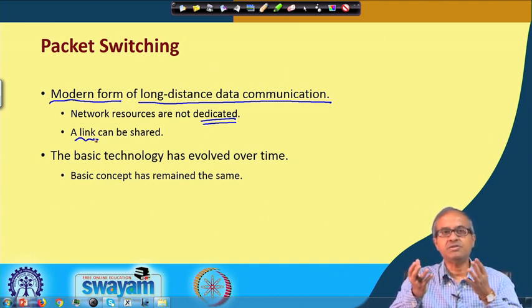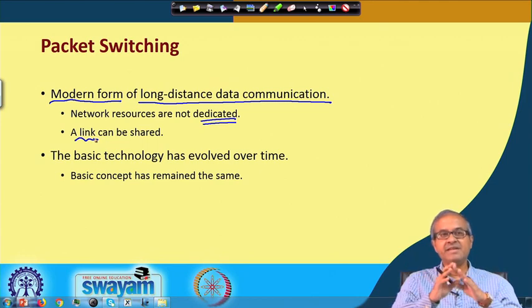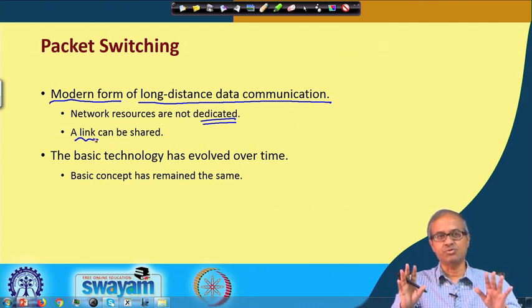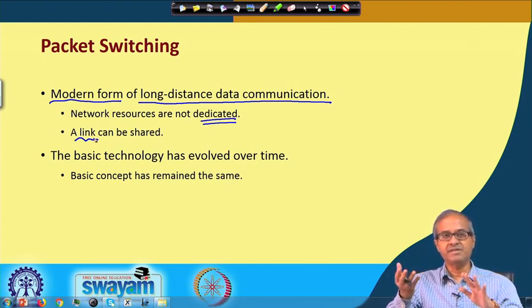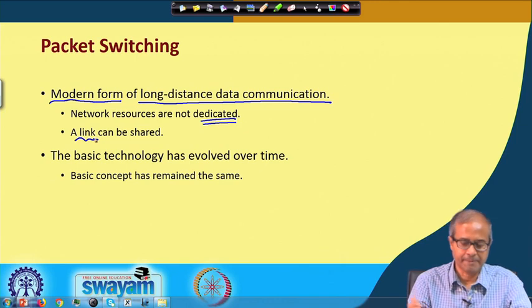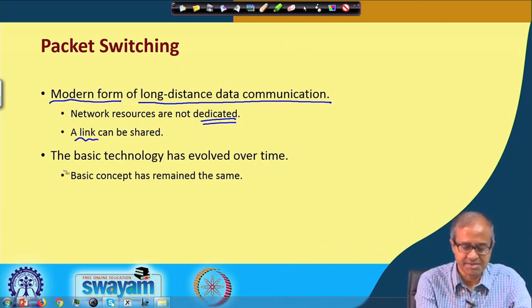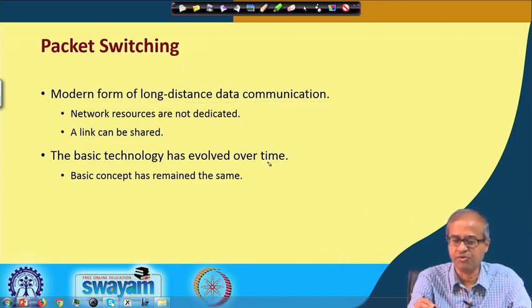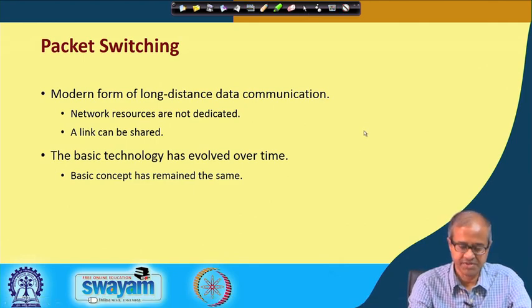Okay? Because the links are shared, there is no concept of guaranteed bandwidth typically. Of course, you can have something called quality of service, you can have a guarantee on that, but typically there is no guarantee on the bandwidth. So, when there is a lot of traffic on the network, you may feel that your data transmission or communication has become slow. Okay? So, this basic concept of packet switching has evolved over time. We shall be looking at this in some more detail.